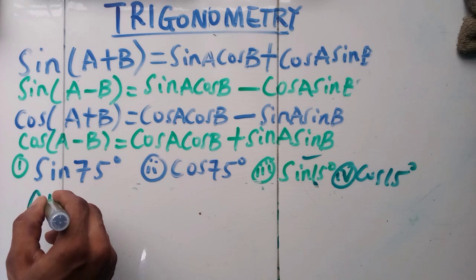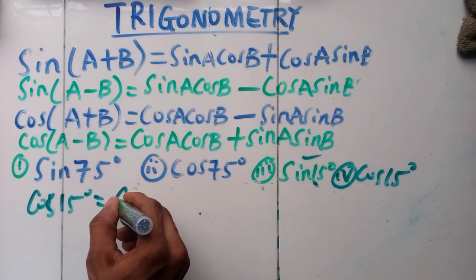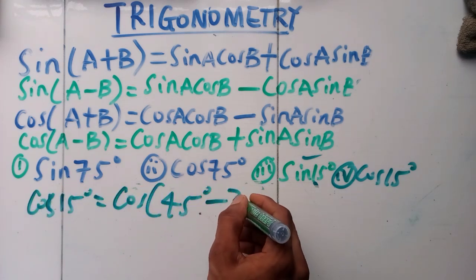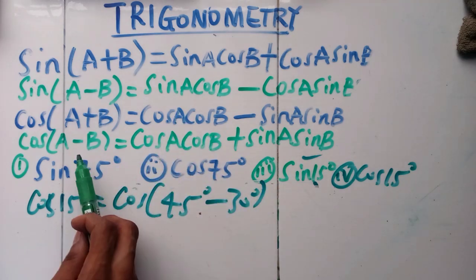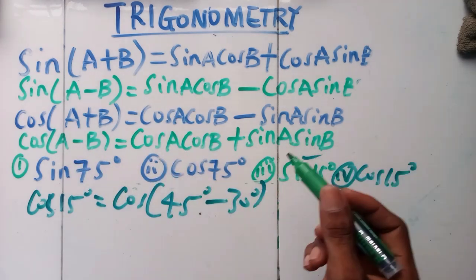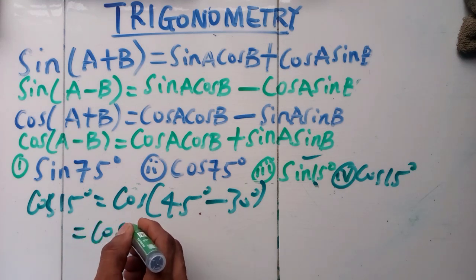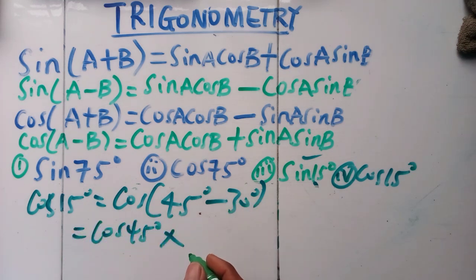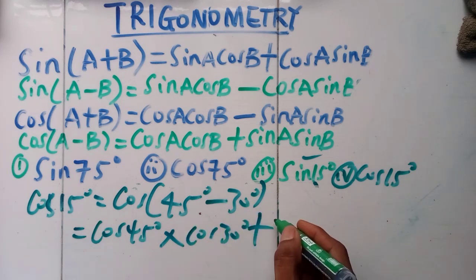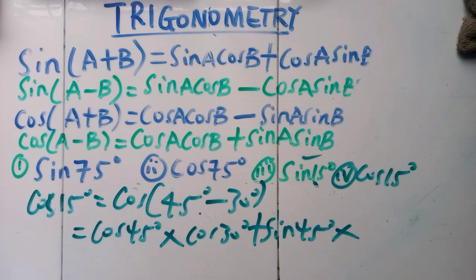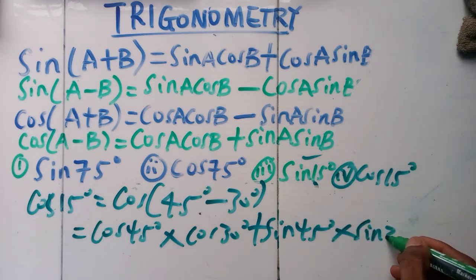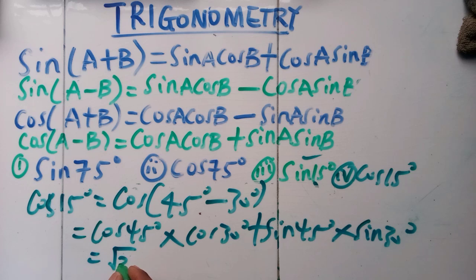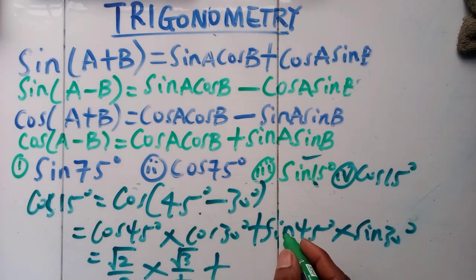Cos 15 degrees is the same thing as saying cos of 45 degrees minus 30 degrees, and that is cos A cos B plus sin A sin B. That will simply give me cos 45 degrees times cos 30 degrees, plus sin 45 degrees times sin 30 degrees. Cos 45 gives me root 2 over 2 times cos 30, which gives me root 3 over 2, plus sin 45, which is root 2 over 2, times sin 30, which is 1 over 2.